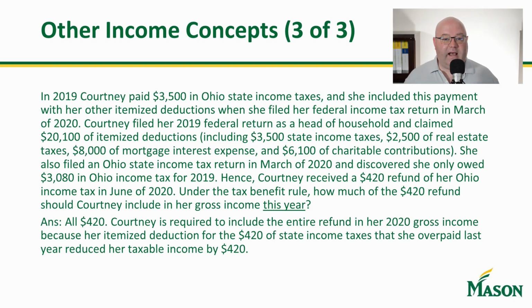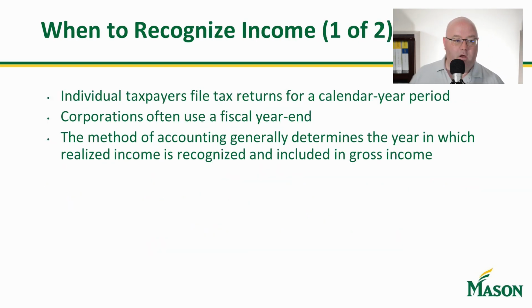So when does that $420 become taxable? The answer is all $420 becomes taxable and is required to be included in her 2020 gross income, not her 2019 as a reduction on the taxes. She doesn't go back and file an amended tax return, which is kind of good, because I would hate to be doing amended tax returns all the time just to claim refunds from states.